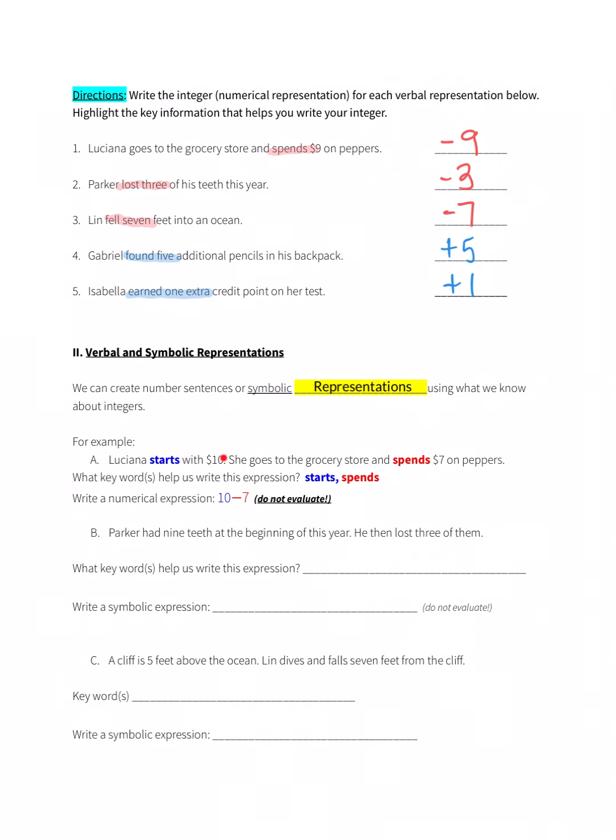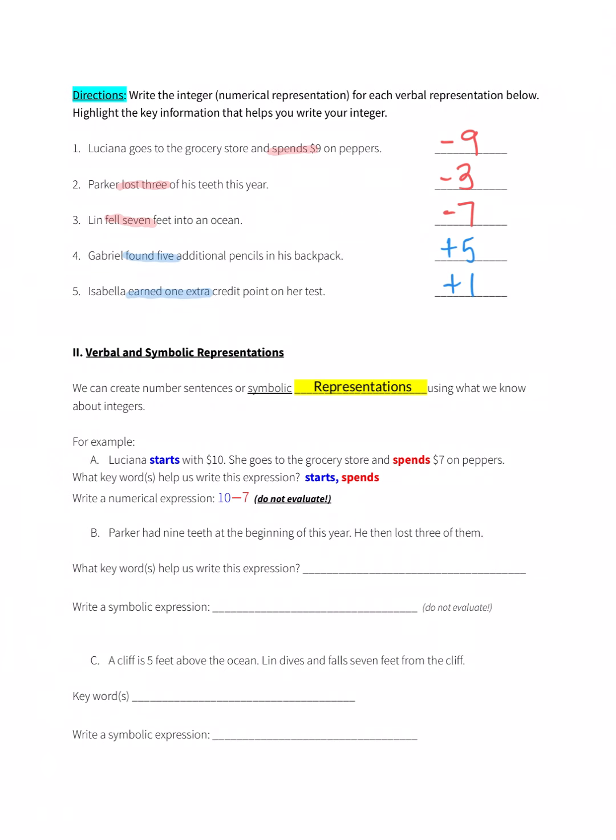Luciana starts with $10. She goes to the grocery store and spends $7 on peppers. What keywords help us write this expression? So there's 2. We have the word starts. She starts with 10. That means that is your starting point. That is where this 10 comes from right here. Then she spends $7. We know, and we can even look up here, that if you spend money, you're losing it. So you represent that as a negative integer or a -7. You're less, so you're subtracting.